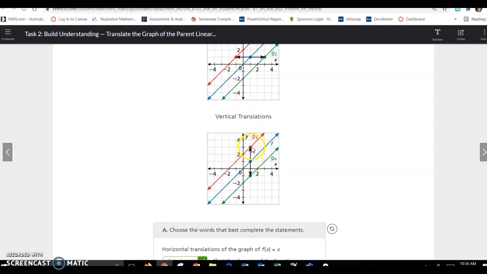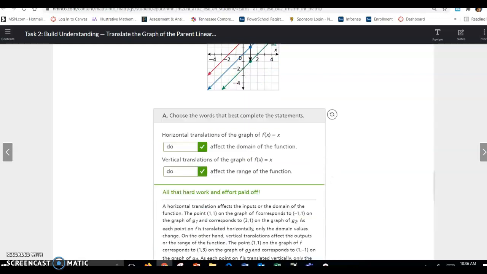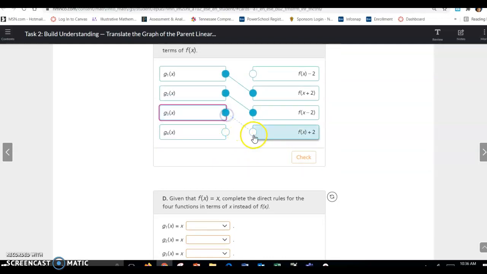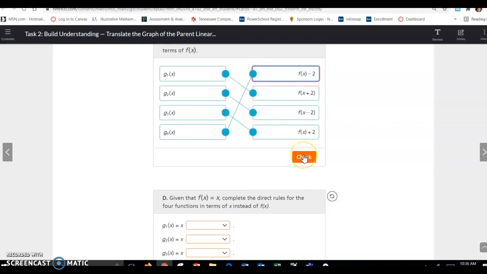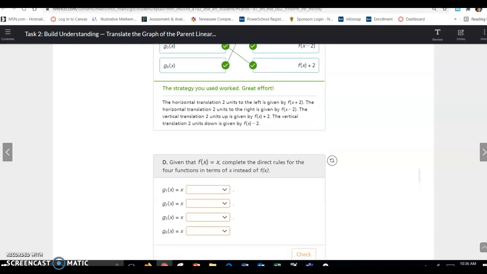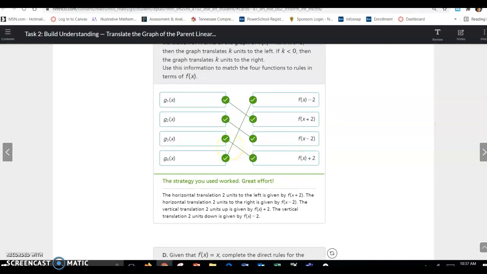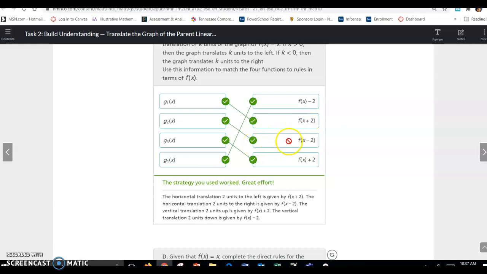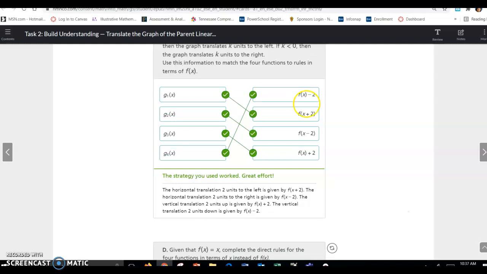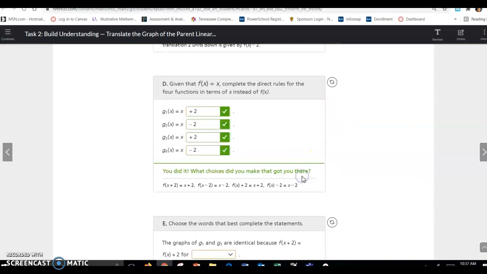All right, now vertical, up moves you +2, down moves you -2. So G of 3 will be +2 and G of 4 will be -2. All right, so it's just matching these to what the actual function would be. All right, it says given that f of x equals x, complete the direct rule for the 4 functions in terms of x instead of f of x. All right, G of 1, we did add 2, here we subtracted 2, then we added 2, and then we subtracted 2. So that's just based on what we looked at from the graphs.